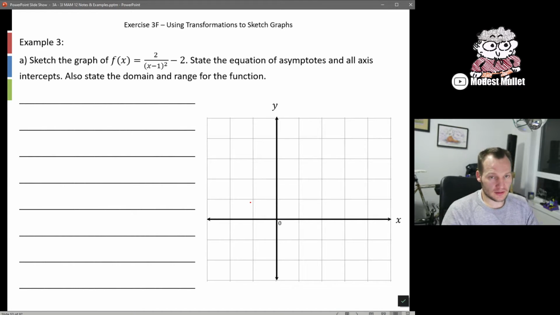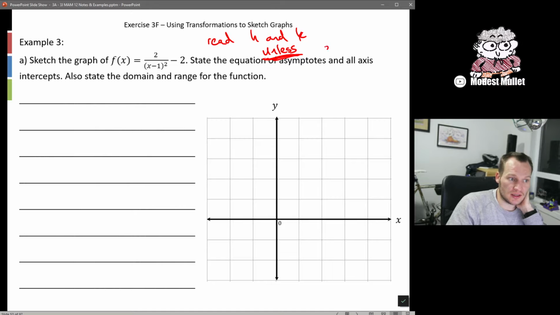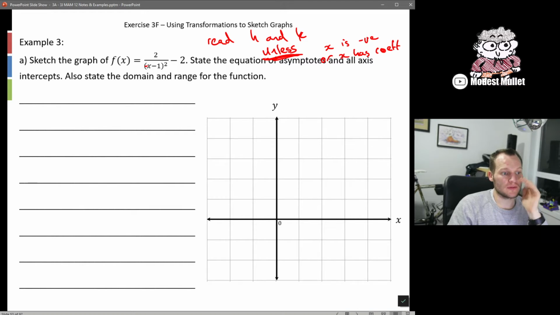Now the hint for getting the correct h and k is that whenever it's written in the form like it is there on the slide, you can read it straight off. Unless, and this is a big unless, x is negative itself, so the actual x has a negative there, or x has a coefficient. In both those cases, you have to take that out as a common factor first to read the correct h value. It rarely impacts the k, but it'll definitely impact the h value.